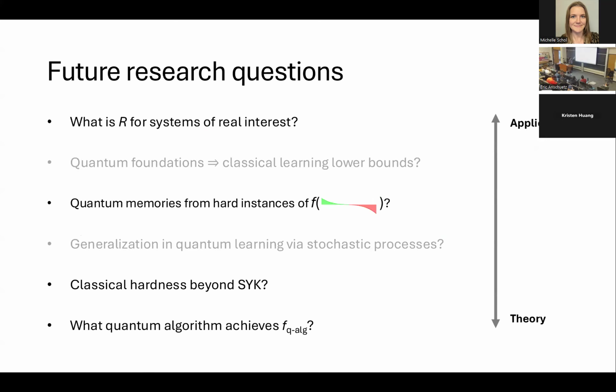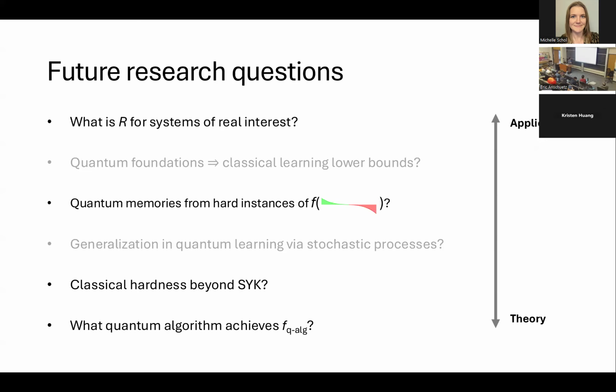So more on the application side is my answer to your question, which is trying to understand how quantum algorithms perform on systems of real interest. Like you mentioned, for systems of real interest, you can't really analytically get a hold of how easy or hard it should be for real algorithms. But what you can do, it turns out, for understanding quantum algorithms is reduce it to trying to understand this R quantity, which you can do efficiently.